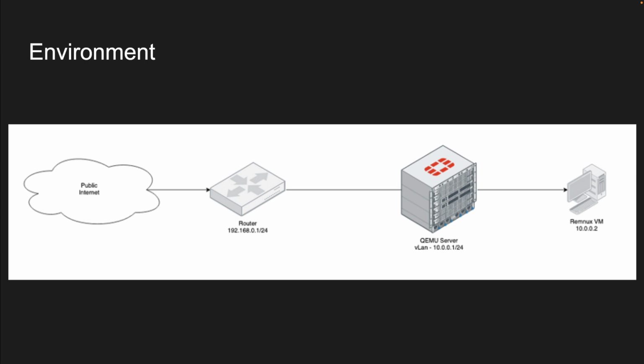And then you have here, this is just describing the basic environment. So we have the public internet, the router, and then the QEMU environment host with a VLAN of 10.0.0.1/24. And then the only client on that VLAN and the QEMU server is our REMnux Linux malware analysis environment, which, I can't remember if I mentioned earlier, has just 4 cores, 8 gigs of RAM, and a 50 gigabyte disk.